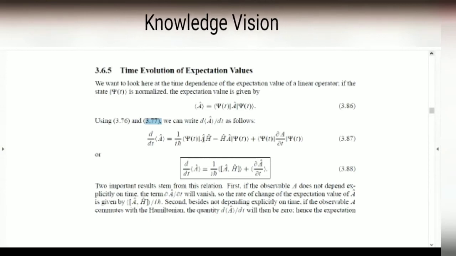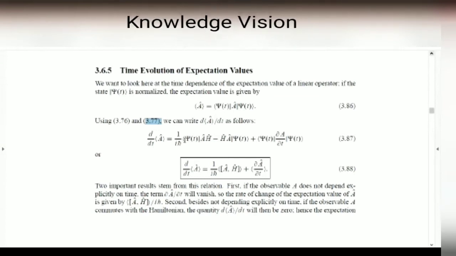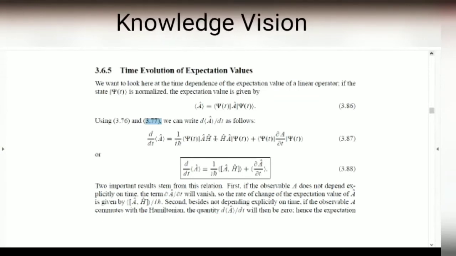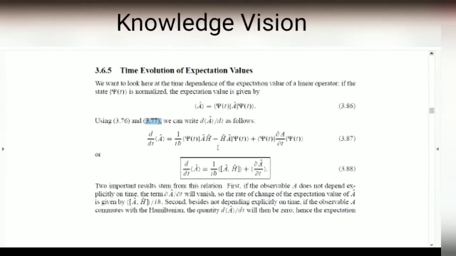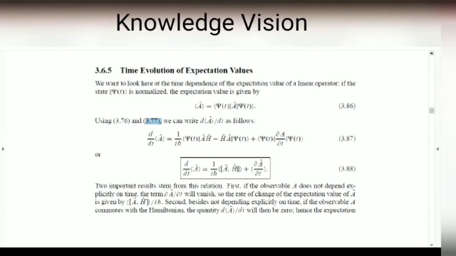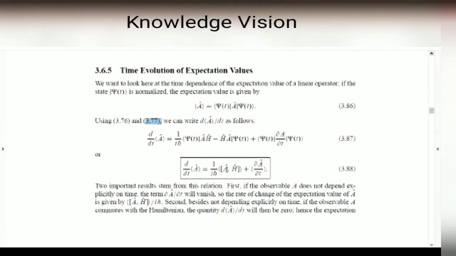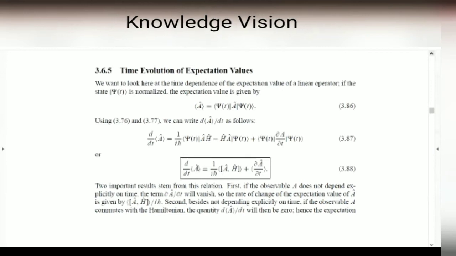After solving this equation, we have this form: 1 over i h bar, times the average value of psi(t) bra, AH minus HA, psi(t) ket, plus psi(t) bra, partial A over partial t, psi(t) ket. Now 1 over i h bar, and this A and H can be written in commutator brackets, because this can be expanded as AH minus HA, and psi(t) bra and psi(t) ket are normalized here.